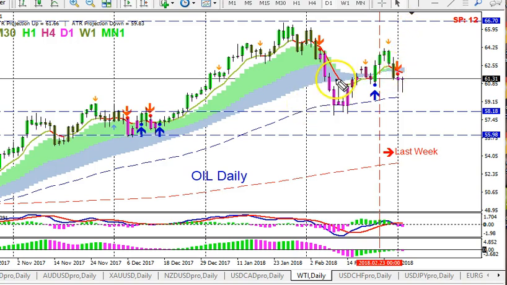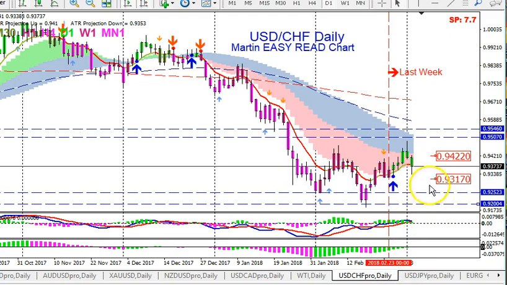So again, you're waiting for clues. We don't have a clue. This was an actual signal right there with the red arrow and the dot, but again, we did not take any trades. Why? Because it's too close to the 89 EMA. Okay, so next trade after oil is US Swiss franc.